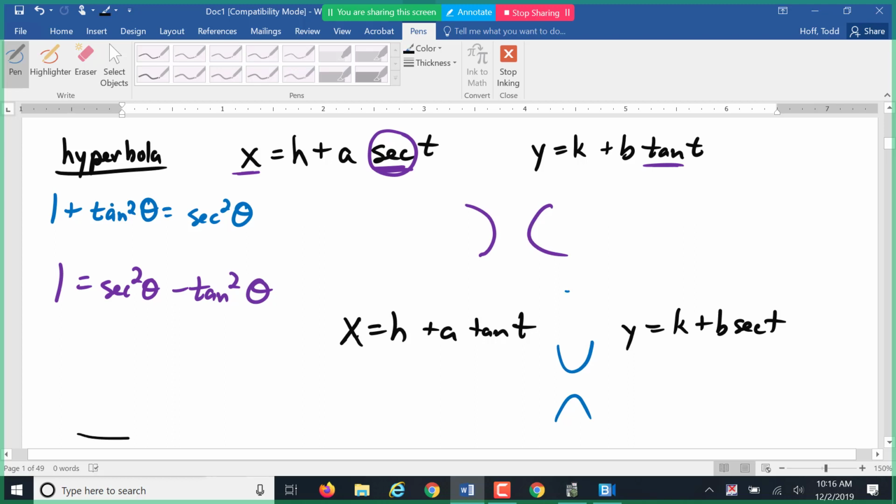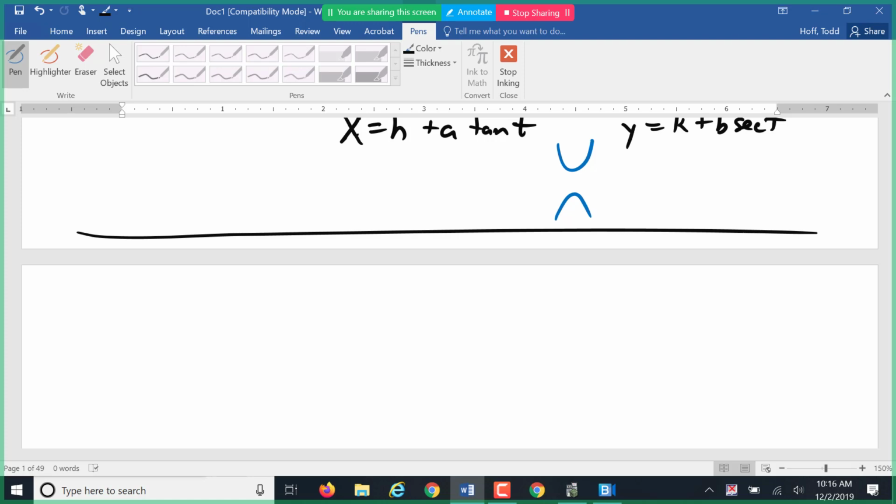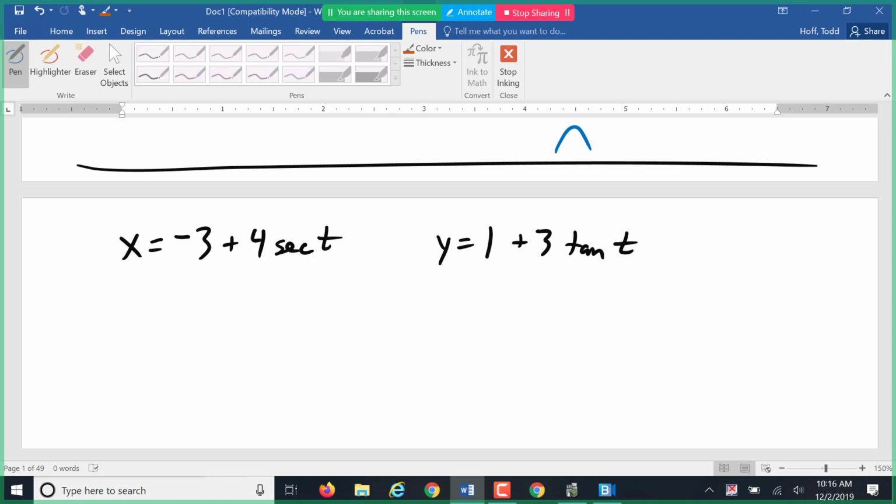So let's do an example of a hyperbolic equation. So let's take x equals -3 plus, I'm going to keep this simple on myself, plus 4 secant t, and y equals 1 plus 3 tangent t. I'm going to solve each of these for secant or tangent. I'm going to solve this one for secant.